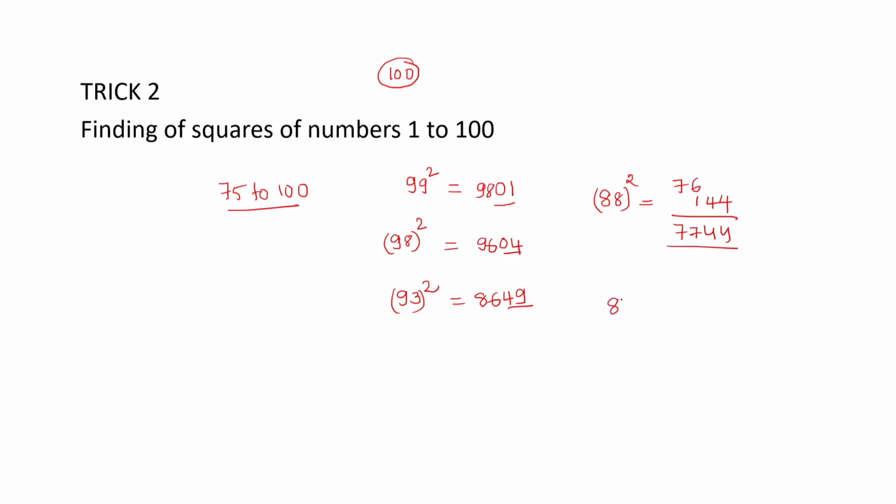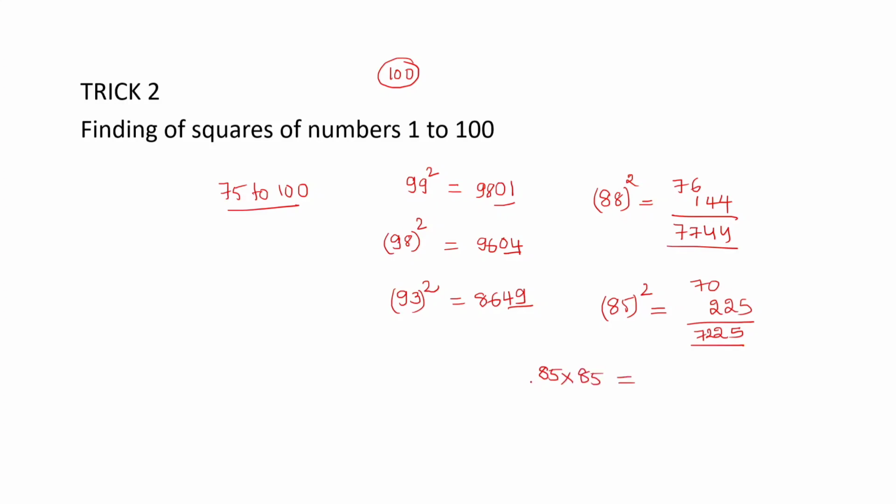Let me take one more example. 85 square. What is the difference between 100 and 85? That is 15. Write down 15 square here, 225. Now subtract 15 from 85. That is 70. So 7225. Is it clear?